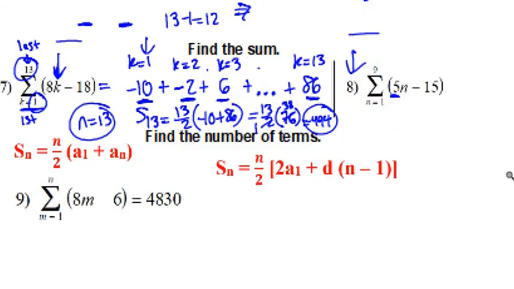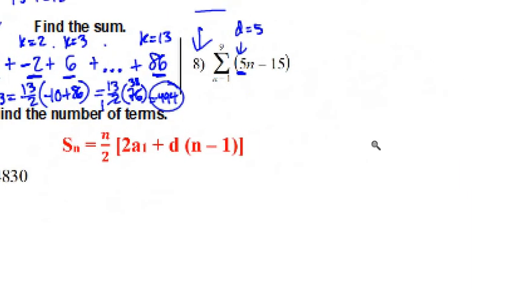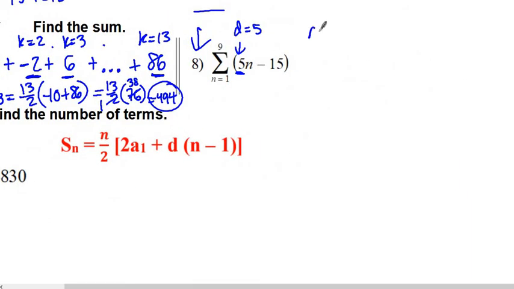All right, so number 8, same thing. Let's practice using the second formula this time. We can use either one. We know that D is this number. D is 5. But if you want to really be able to see that, let's just expand this out like we did before. So we'll get the first couple terms here, and then we know that we're going to stop at the ninth term. So we'll stop at n equals 9.